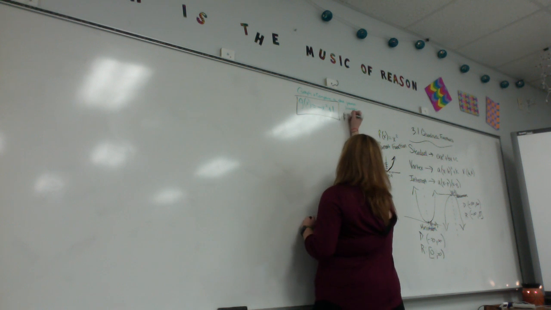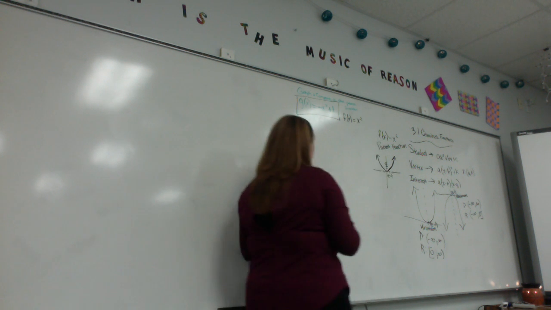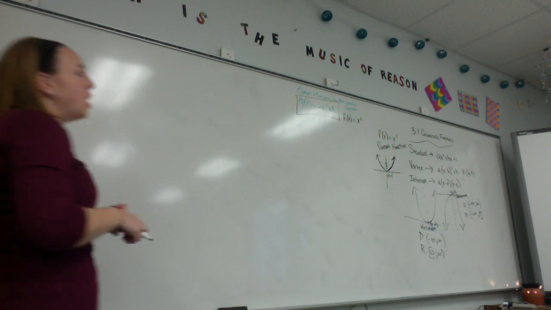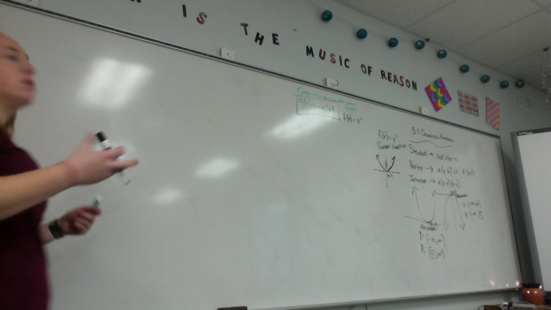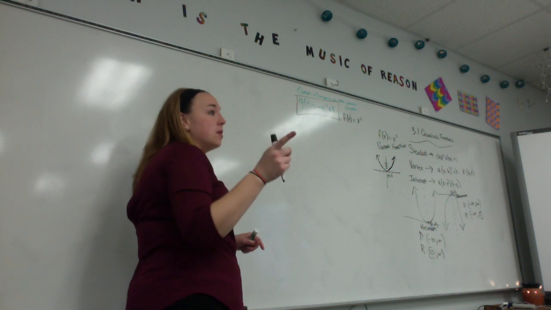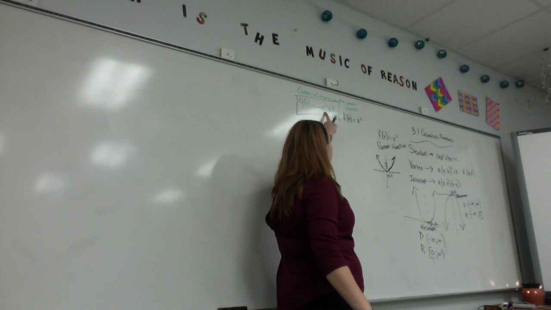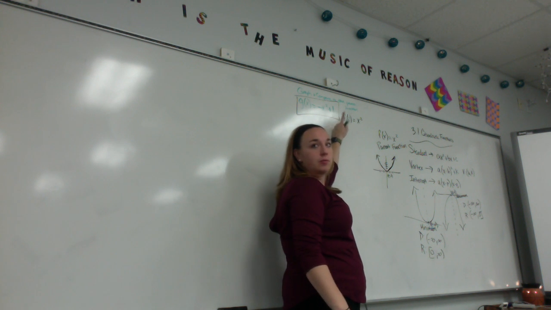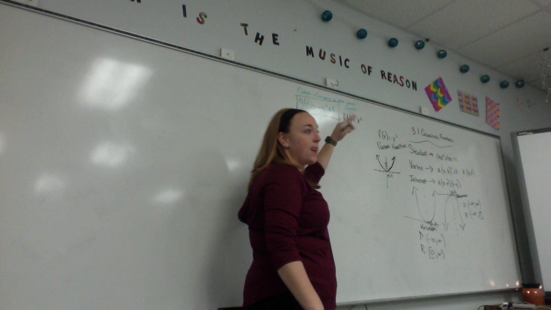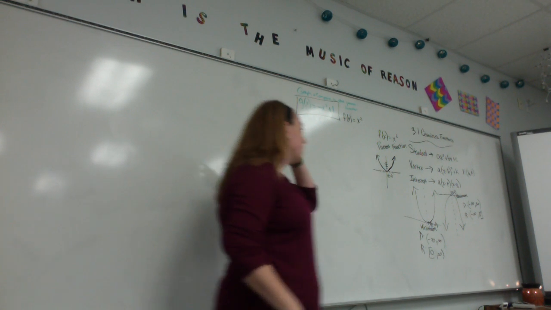It's facing down, good. What else is happening? No, it's not getting skinnier because there's no number besides 1 in front of the x squared. Vertex 0, 0? No, the vertex is not 0, 0. It changes. If I plug a 0 into x, what is my output? 1, right?